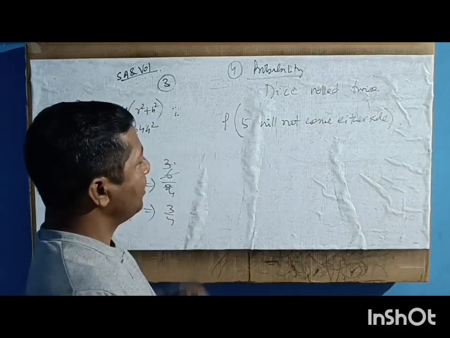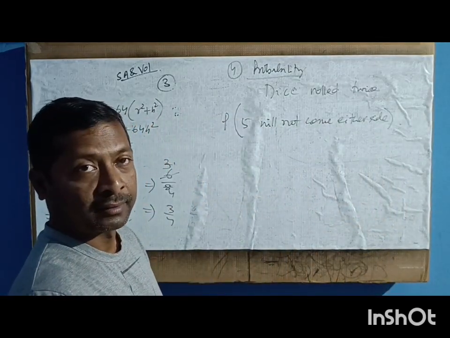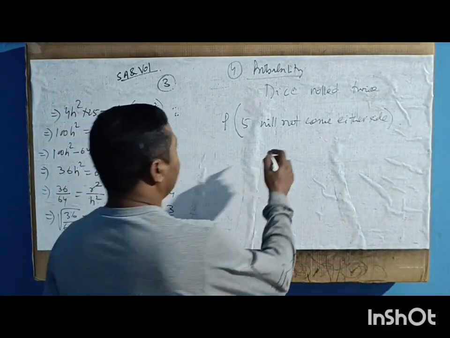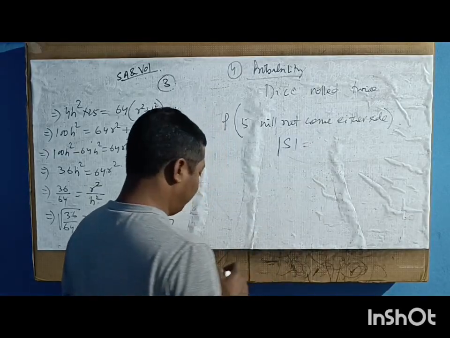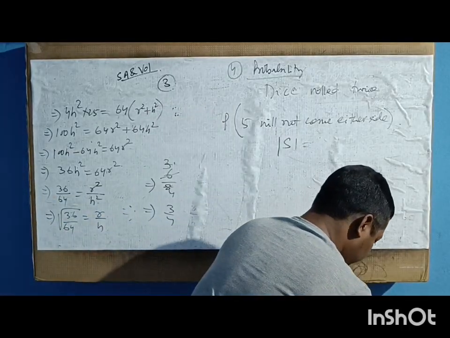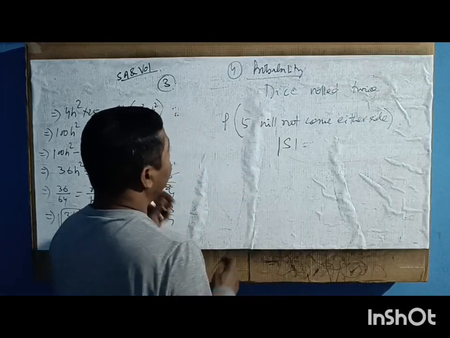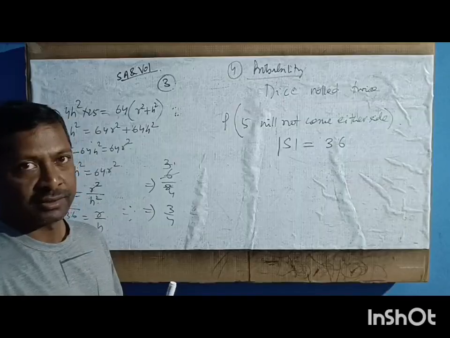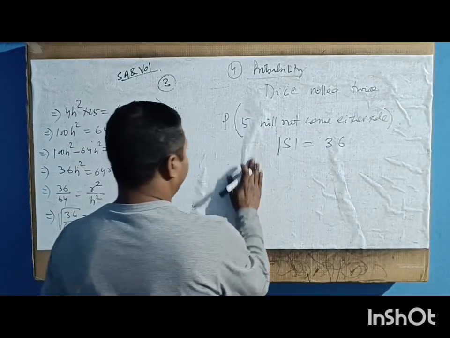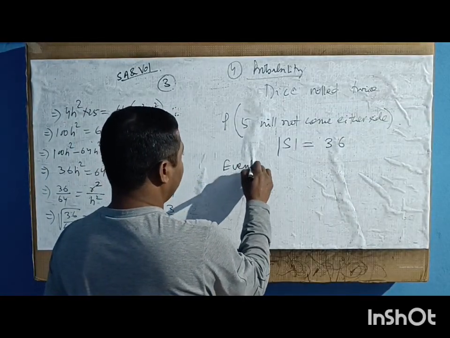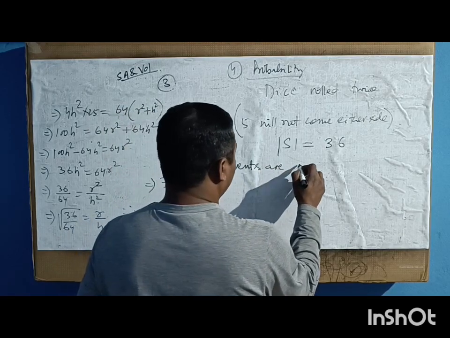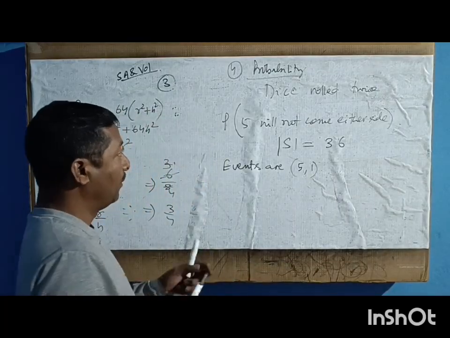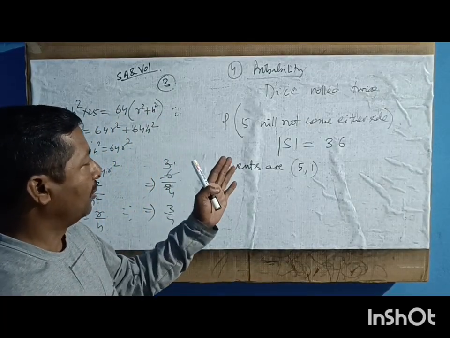So let's calculate first the probability that 5 will come. After that we will subtract it. What is the sample space for this one? If a dice is rolled twice, the sample space will be 36. Okay, so 5 will come. So the events are 5, 1.